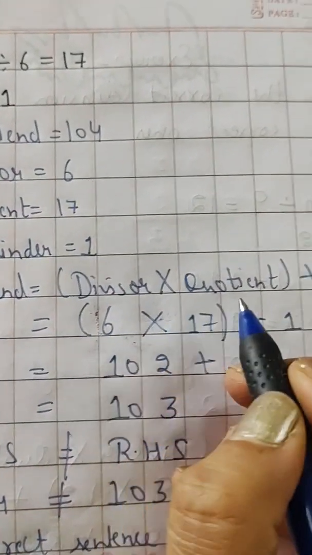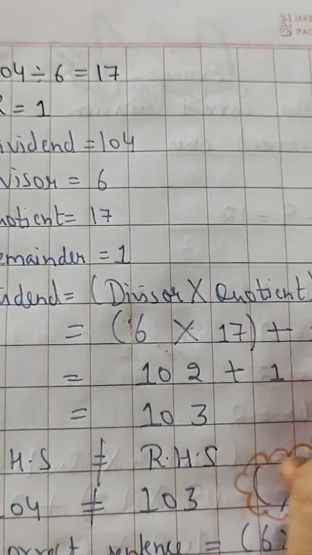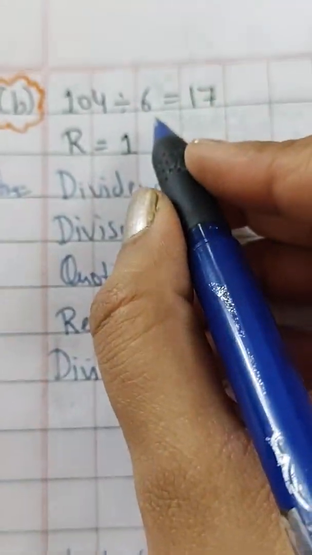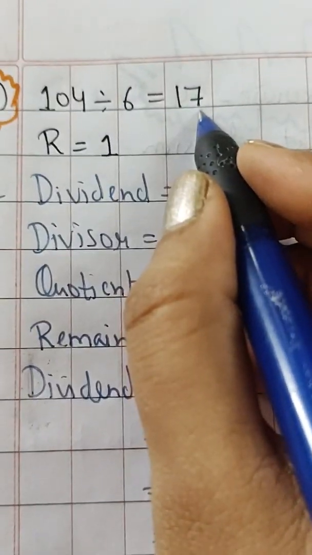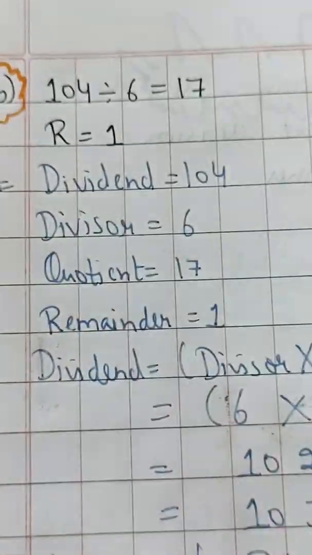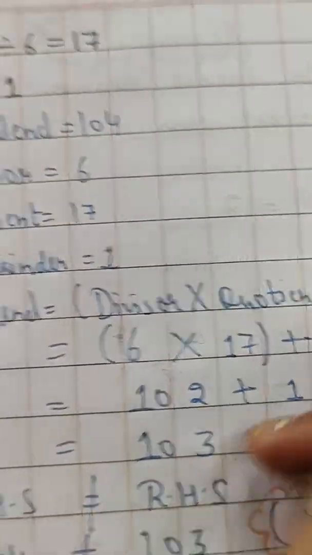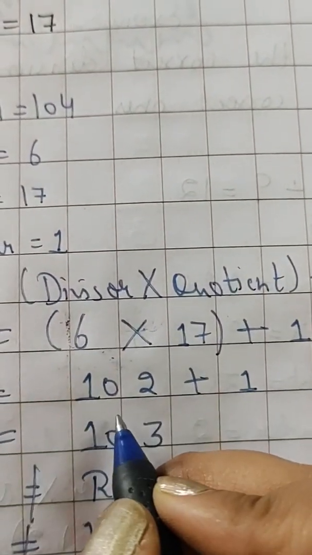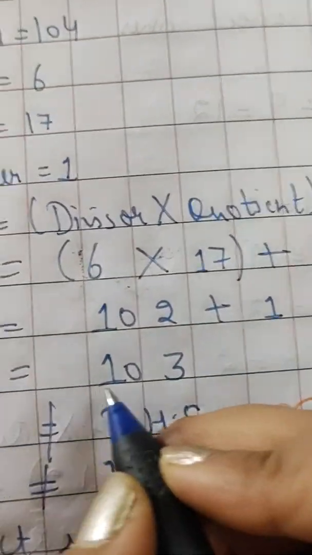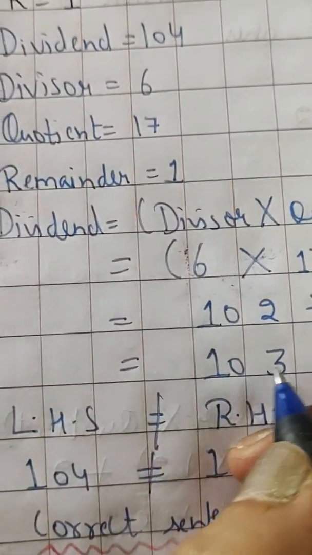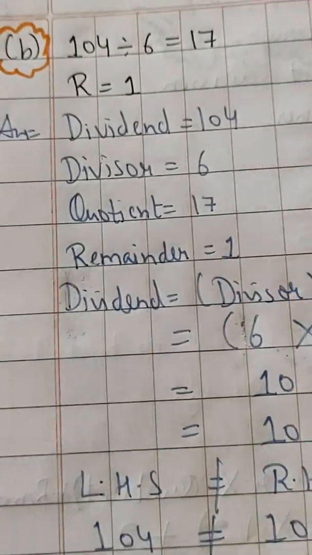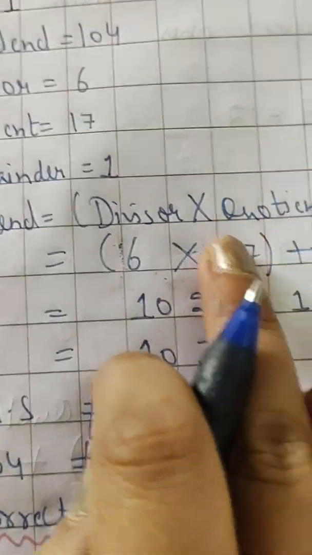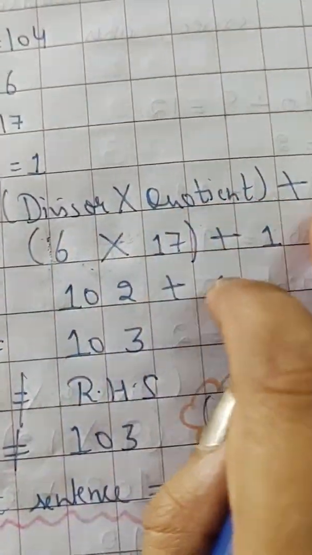Dividend is equal to divisor multiplied by quotient plus remainder. This is the formula that you have to learn. Please do remember this. Divisor is 6 and the quotient is 17. So you have to multiply 17 with 6. 17 multiplied by 6 is 102, and the remainder here is 1, so when you add 1 it is 103. As you can see, we are getting 103, but our dividend is 104. The dividend is LHS and this whole part is RHS, meaning right hand side.